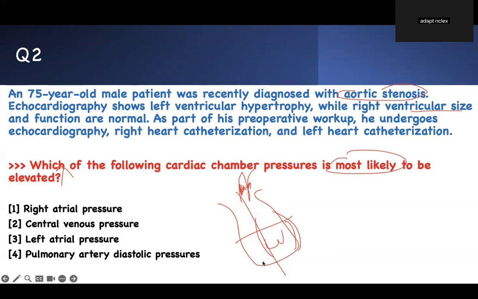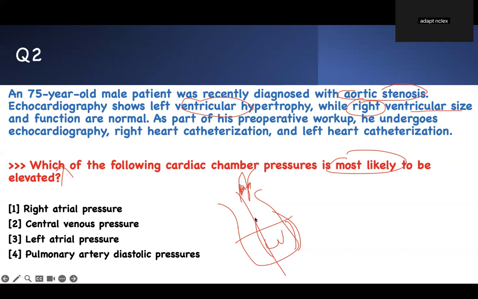All the question is asking you, go for the buzzword. You see, I underline only one word. I'll add this one and the right ventricle. So aortic stenosis, left ventricle hypertrophy, and then right ventricle size is normal. I'm asking you what pressure I'm giving you should be elevated, right?